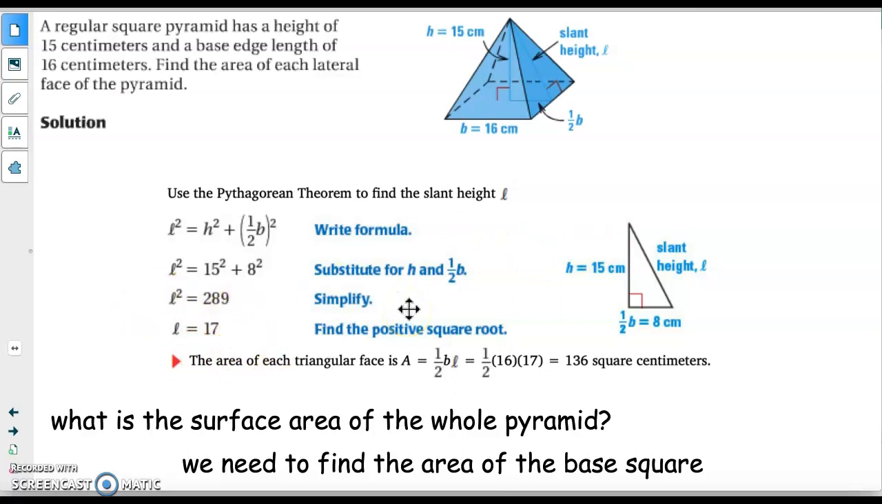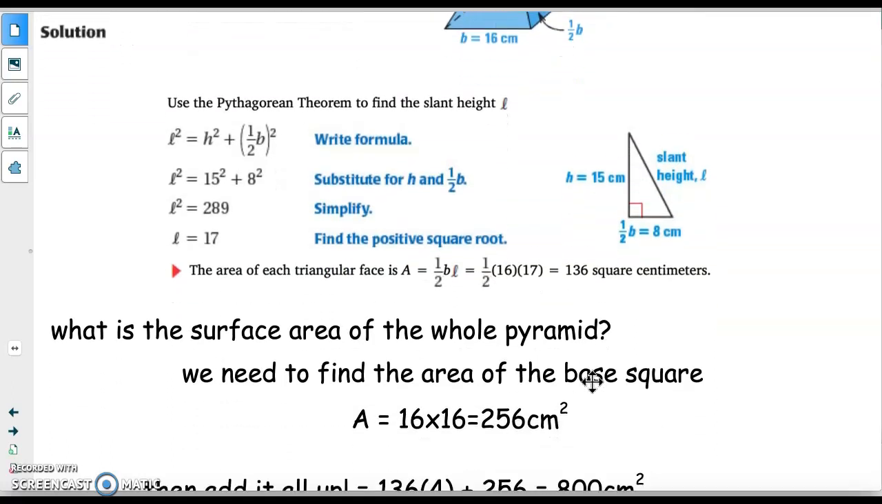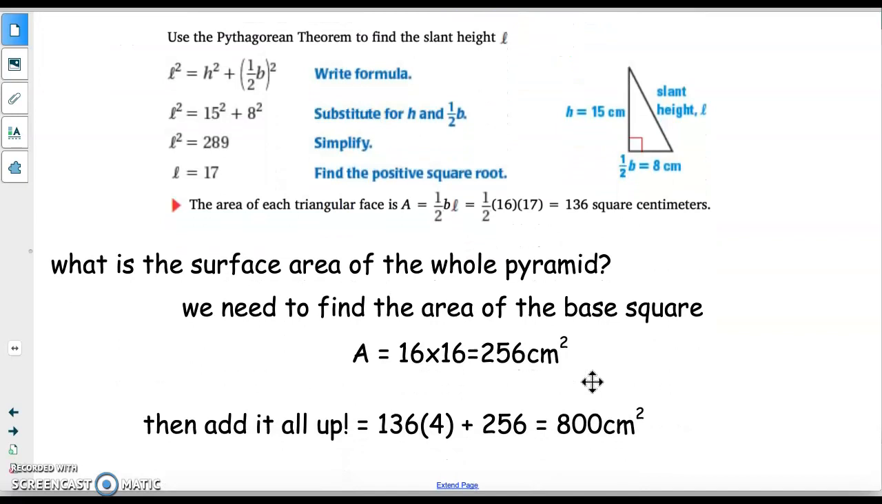And so then, using that slant height, we can find the area of each triangular face of that pyramid by saying that the area of a triangle is 1/2 base times height. In this case, it's the slant height. So it's 1/2 times 16 times 17, which is 136 square centimeters. So using that, we could find the surface area of the whole pyramid. In addition to knowing the area of one of the triangles, we also need to know the area of the base, right? The base is just a square, so the area of that square is 16 times 16, or 256 centimeters squared.